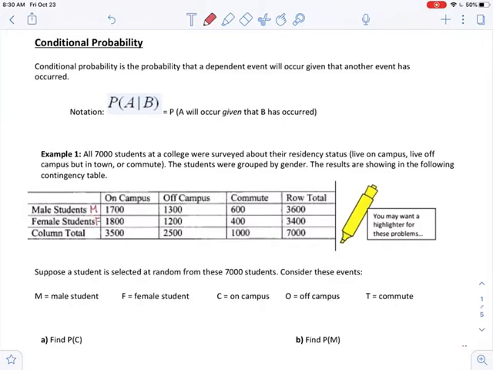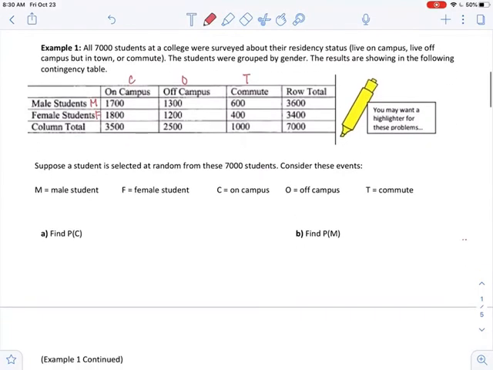All 7,000 students at a college were surveyed about their residency status. They either live on campus, off campus but in town, or they commute. The students were grouped by gender, and the results are shown in the following contingency table. First, we're just going to find the probability that they are on campus, with C. The total students that are on campus are 3,500, and we want to put this over the total of students overall, or our population total, which is 7,000. If we put 3,500 over 7,000 into our calculator, we're going to get about 0.5.